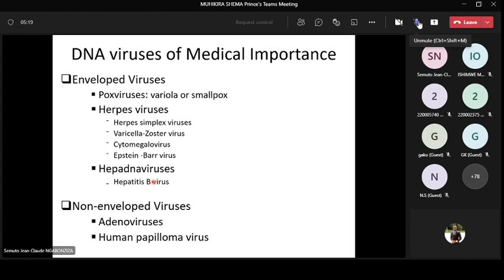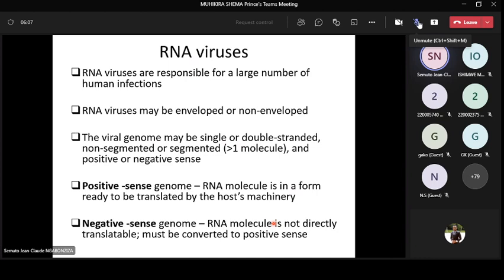So the DNA viruses, as we said: poxviruses, because of variola, which causes smallpox; herpesviruses, including herpes simplex, varicella zoster, cytomegalovirus, and Epstein-Barr virus. Epstein-Barr virus is mostly cancer causing. And we have hepadnaviruses, like hepatitis B virus. Non-enveloped viruses include adenoviruses and human papillomaviruses, HPV.